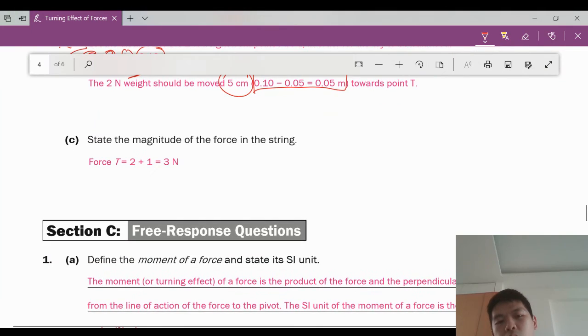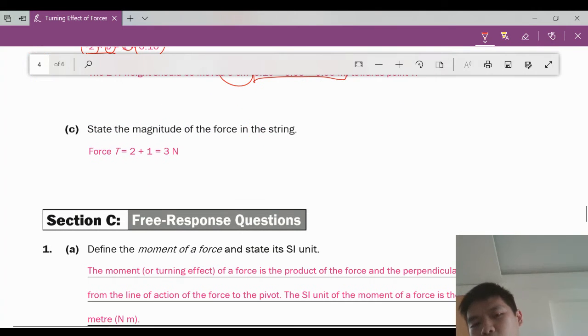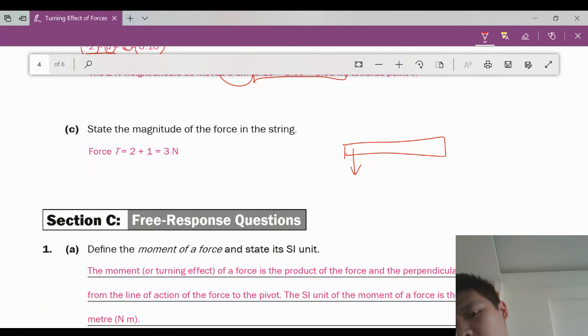Set the magnitude of the force in the strings. Let me redraw the whole thing so that it's easier to understand. What we have is a balancing thing. We have one star here, which is 2 Newtons. We have another object here that is 1 Newton.